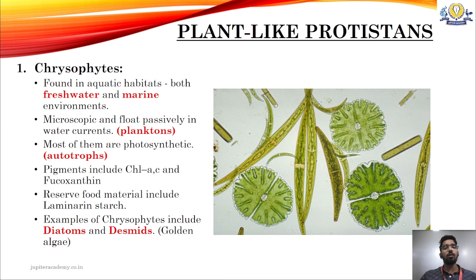Most of them are photosynthetic, obviously, because they prepare their own food, and since they are autotrophic, they have pigments. Here the pigments include chlorophyll A, C, and fucoxanthin. For all 3 groups of plant-like protists, there are different kinds of pigments. The reserve food material, which they store after preparing their own food, is in the form of laminarin starch. Examples of chrysophytes include diatoms and desmids. Desmids are also known as golden algae.